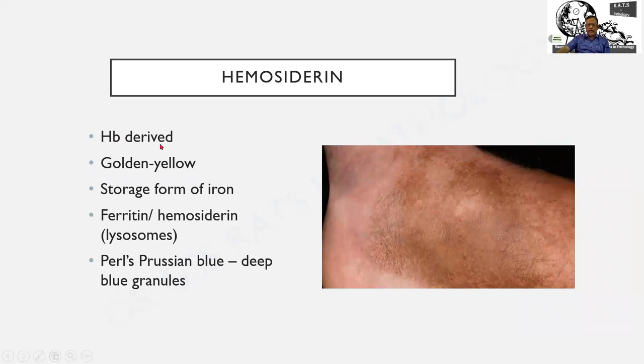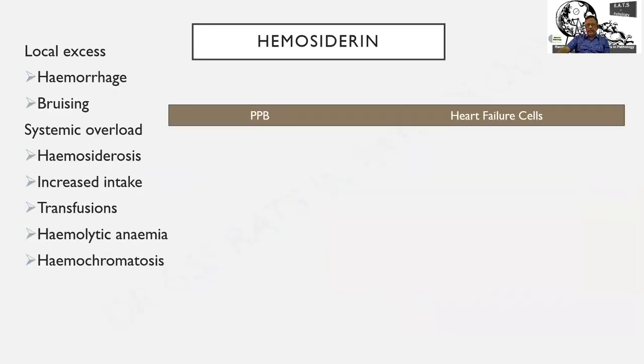It is a hemoglobin derived pigment, golden yellow in color, and it is a storage form of iron which is composed of ferritin and hemosiderin within the lysosomes. And since it is brown in color, in order to confirm, we will be doing a special stain called Perls' Prussian blue. It can be either local or systemic in cause.